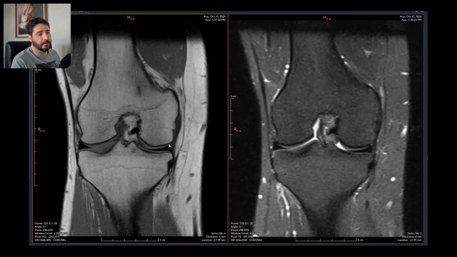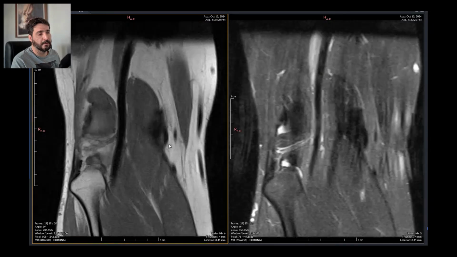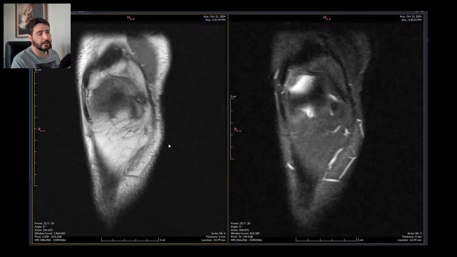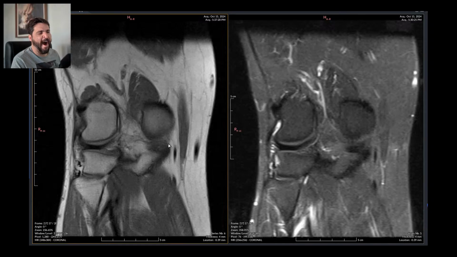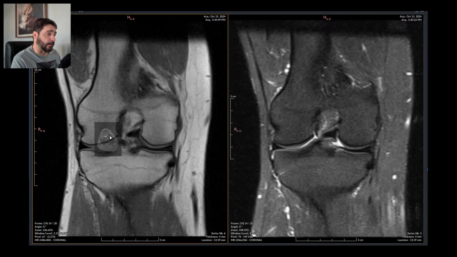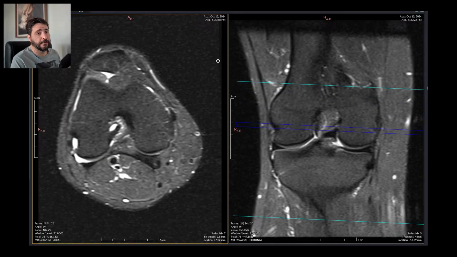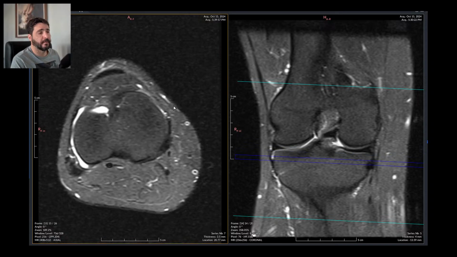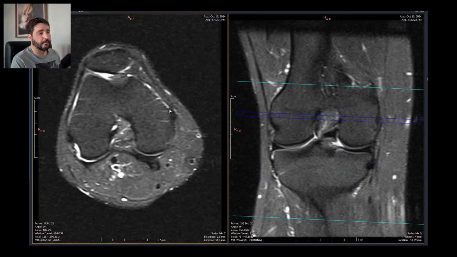It's shaky, but it's okay because this is a normal exam. So this is the axial view. As much noise as there probably can be.